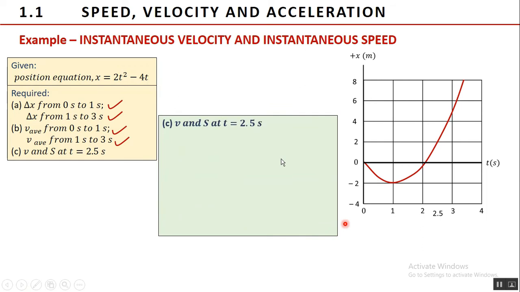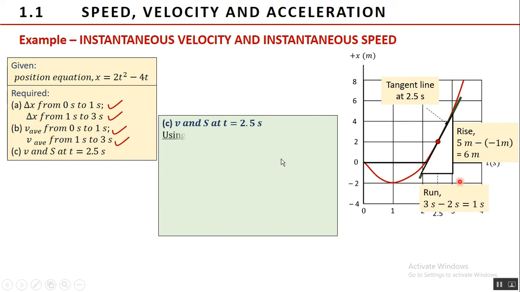For instantaneous velocity v and instantaneous speed at 2.5 seconds, there are two ways of doing this: using the position-time graph and using the velocity equation. From the position-time graph, draw a tangent line to the curve at time 2.5 seconds. The slope of this tangent gives the instantaneous velocity at this time. Just be more cautious in estimating the tangent line so the values of rise and run are more accurate.